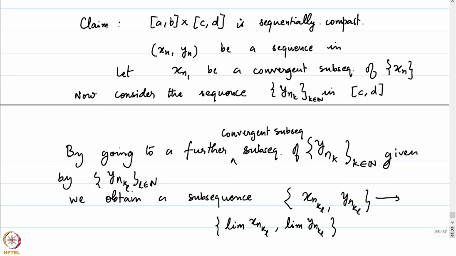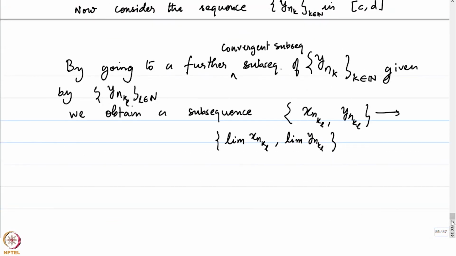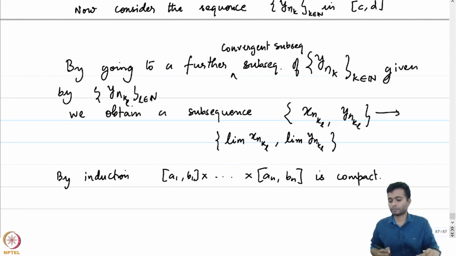By an inductive argument you could show that in Rn, if you look at the product of such intervals, they will be sequentially compact. And in a metric space, sequential compactness is equivalent to compactness. Hence we have A1B1 cross up to AnBn is compact, and we are done. Because a closed subset of a compact set will be a compact set, and therefore K will be compact.